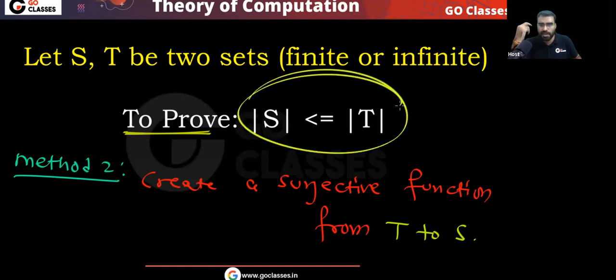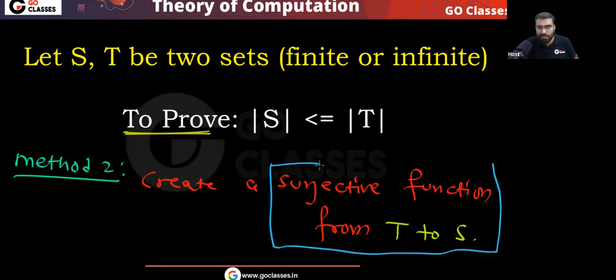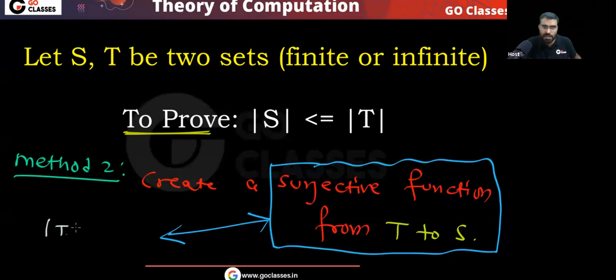Please tell me, when can you say that set S cardinality is less than or equal to set T cardinality? If you want to prove this, then create a surjective function from T to S. Because if you have a surjective function from T to S, what will that mean? That will mean T cardinality is greater than or equal to S cardinality.